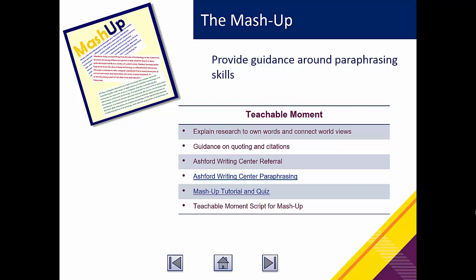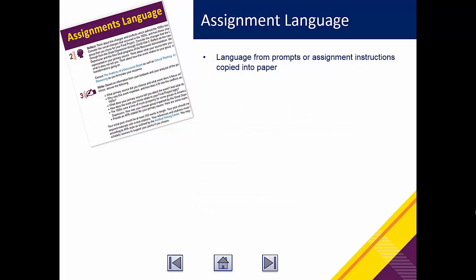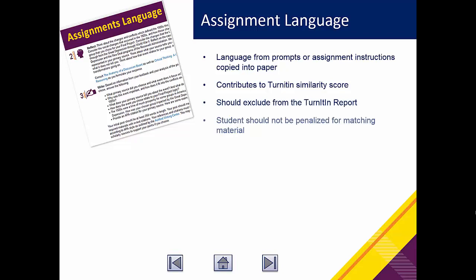Students can be referred to the Writing Center for guidance, or you may wish to direct them to tutorials and resources that help develop paraphrasing skills. The Teachable Moment script can also provide you with dialogue for addressing the mashup. Students often include language from prompts or assignment instructions in their paper, contributing to the Turnitin similarity score. This language should be excluded from the Turnitin report, and the student should not be penalized for matching material.